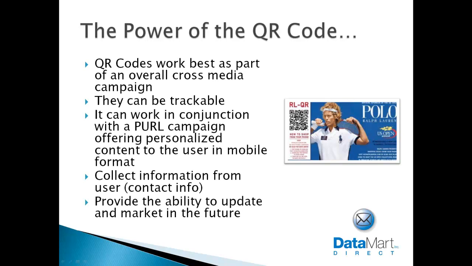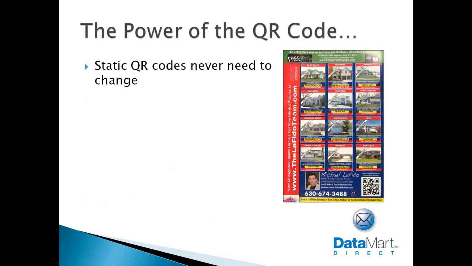One of the powers of the QR code is that it is best used in an overall cross-media campaign. They're trackable. They can work in conjunction with a personalized campaign that can offer custom content and be designed specifically for use in a mobile format. They can collect information from the user, email, address, phone. All of this can be used in an ongoing process in a marketing campaign. And they also provide the ability to update and market to you in the future.